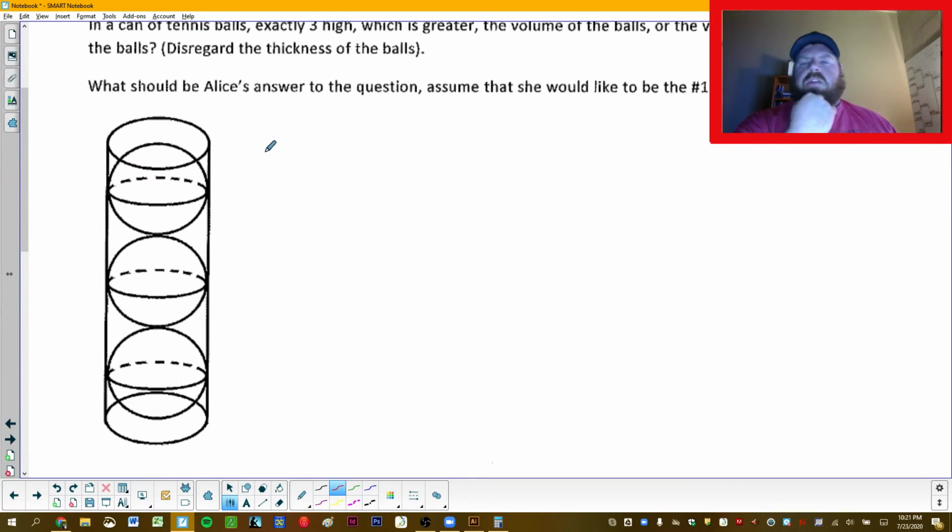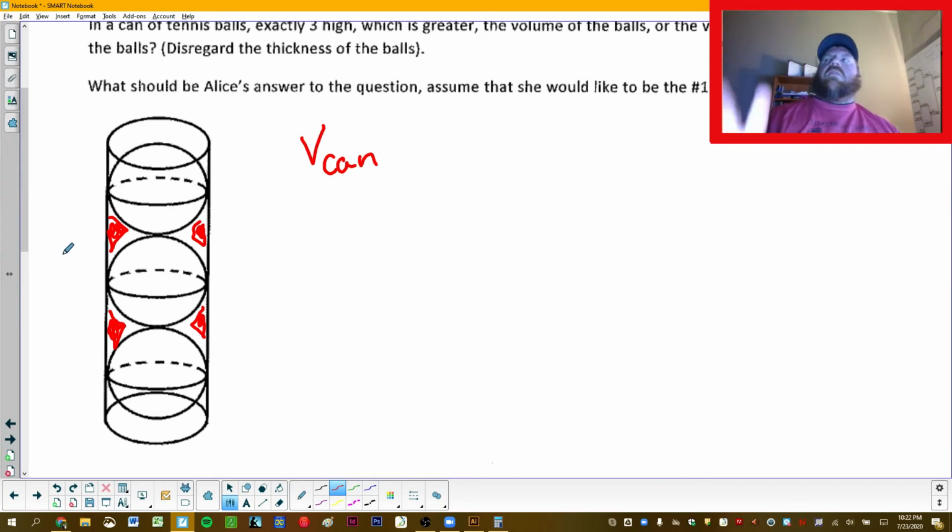So we're going to look at a couple different things. We're going to start off by finding the volume of the entire can. So this isn't the volume of the air. This isn't just this volume right here. Even though this is what we want to eventually find, we're not there yet. We're going to find the total volume of the can, so that's including the balls, all that stuff. And so it's a cylinder. We just found the volume of cylinders, so that's going to be pi r squared times the height.